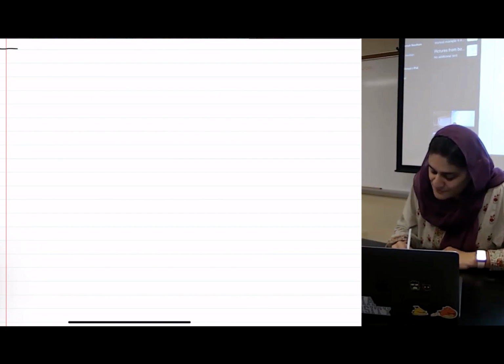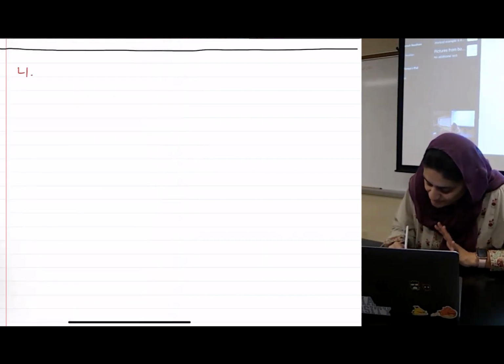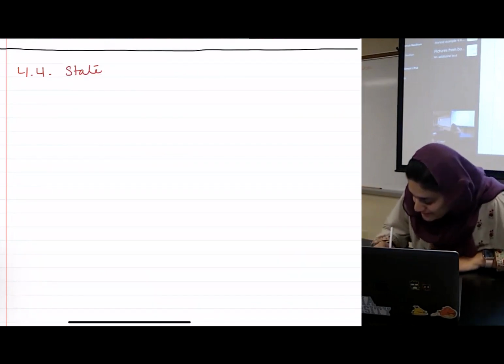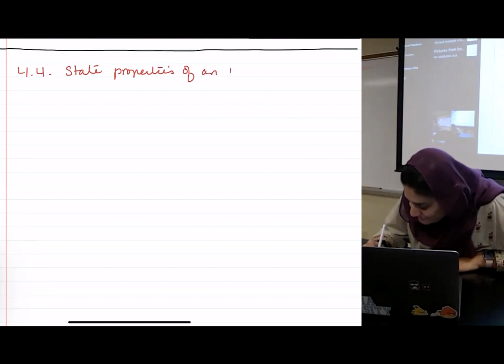Okay, so section 4.4. That's the next thing. This one is kind of long. Coming back to physics, state properties of an ideal gas.